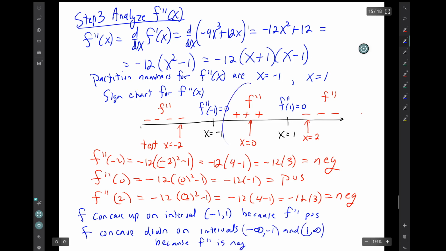So we find that f is concave up in this middle interval where f double prime is positive, and f is concave down on these intervals where f double prime is negative. Now that tells us that there are inflection points here at those 2 x values. So let's write that on the next page, and we'll need to find the y coordinates of those inflection points.